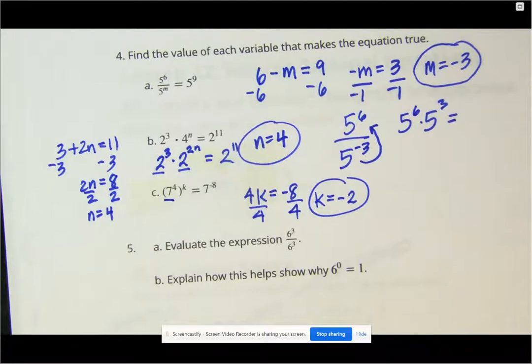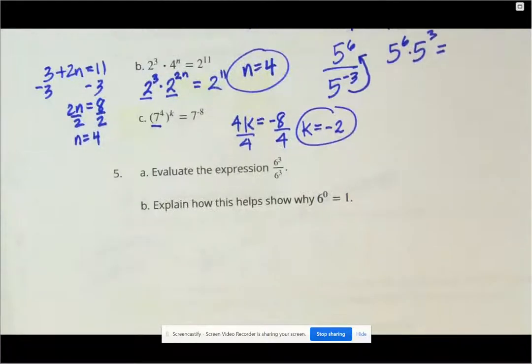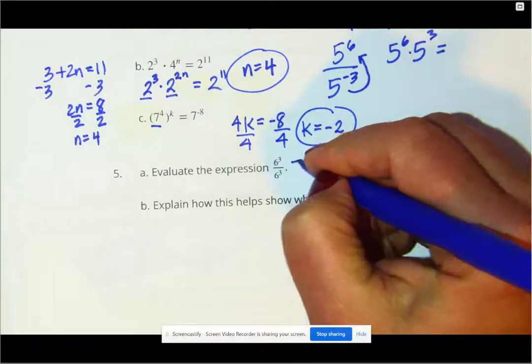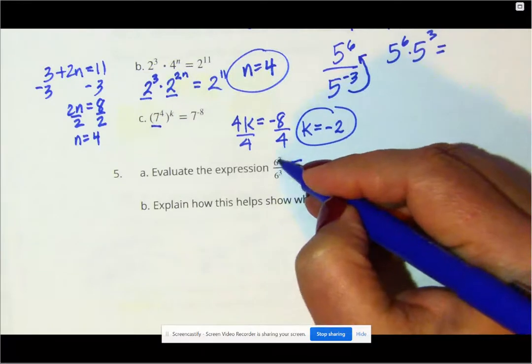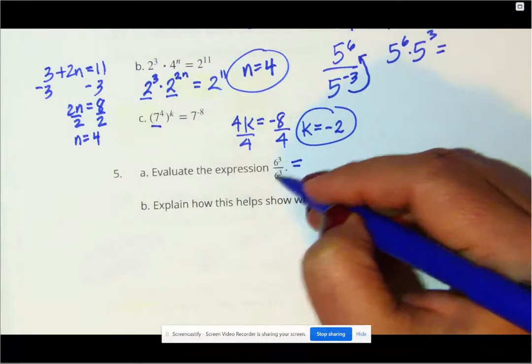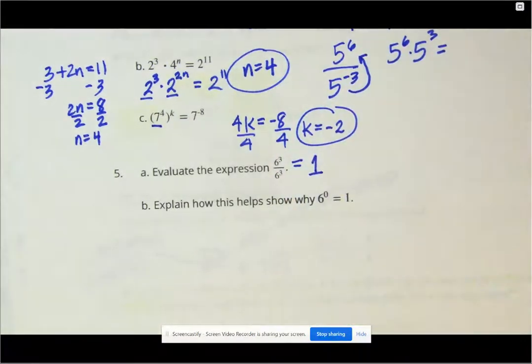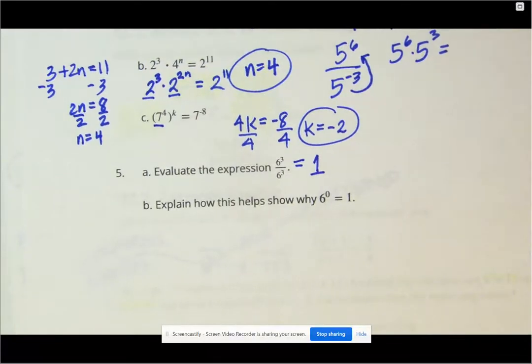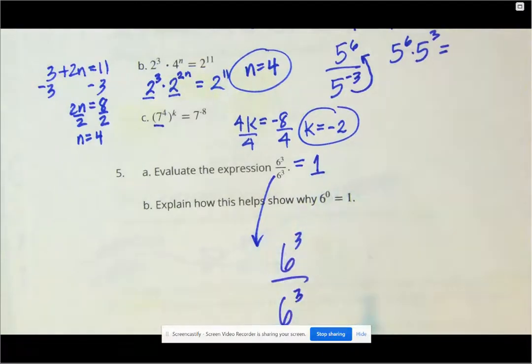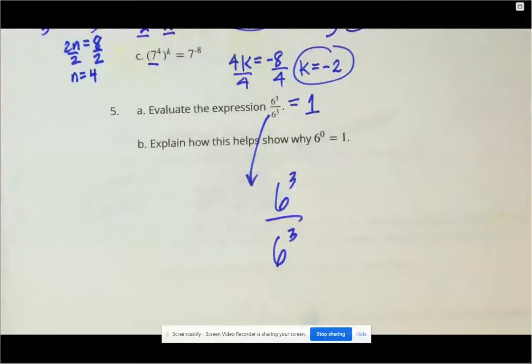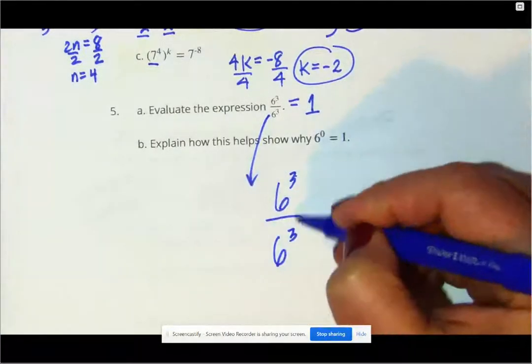All right, last one. It says evaluate the expression 6 to the third over 6 to the third. Well, one way to think about it, I don't care what the number is or what the expression is. A quantity divided by itself is 1, right? 6 over 6, 8 over 8, 1,000 over 1,000, 6 to the third over 6 to the third. Now, if we use the idea of the shortcut, when powers are being divided, the shortcut is to subtract these two.